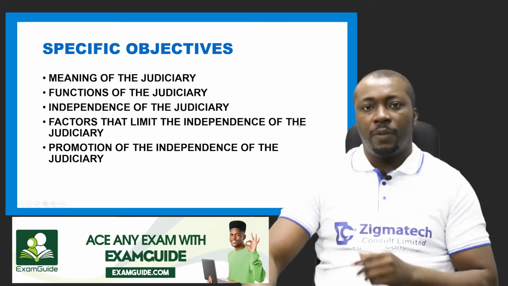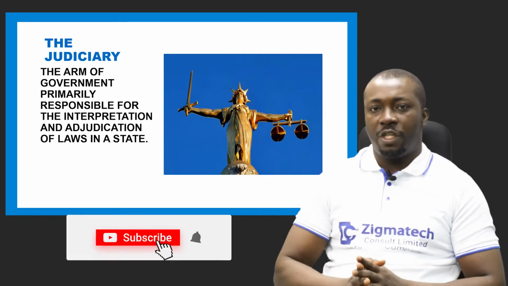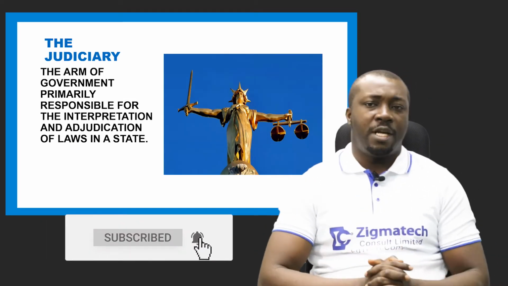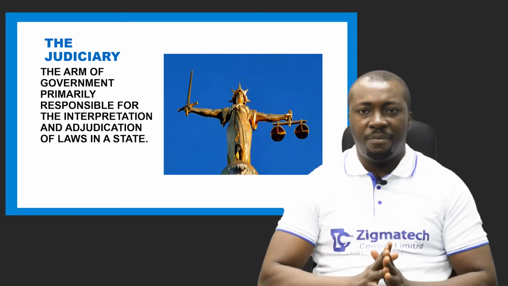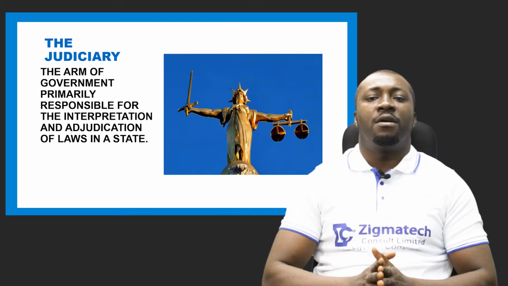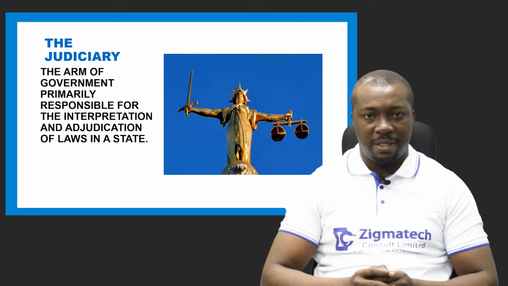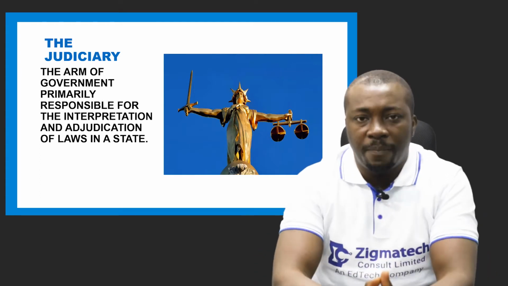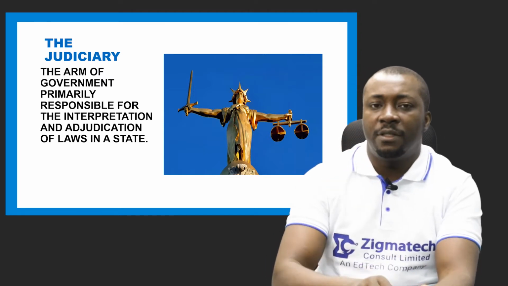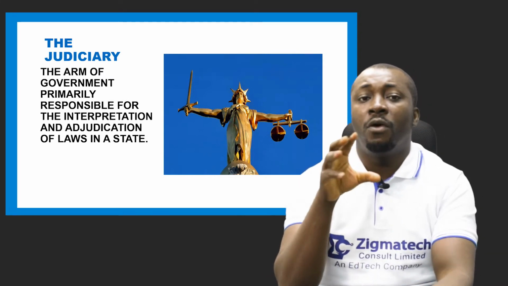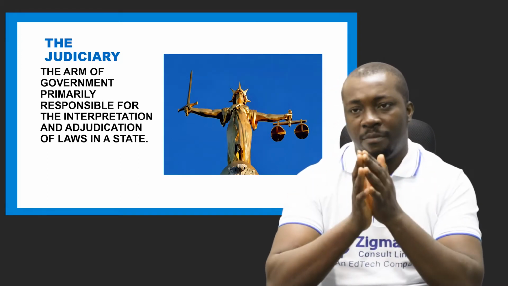Now, let's look at the meaning of the judiciary. The judiciary is the arm of government primarily responsible for the interpretation of laws and adjudication of cases or laws in the states. Now, when we say interpretation, this is the arm of government that is responsible for applying the laws that have been made in handling cases before them.